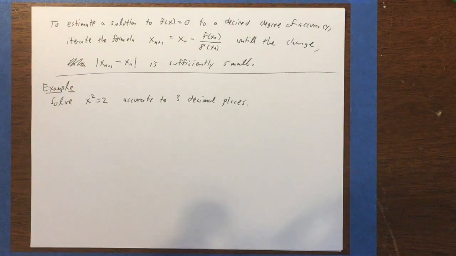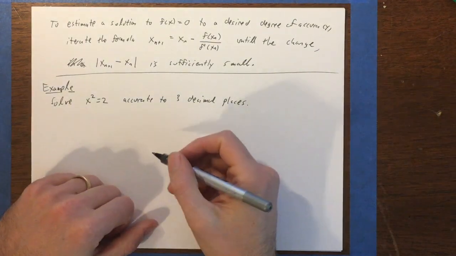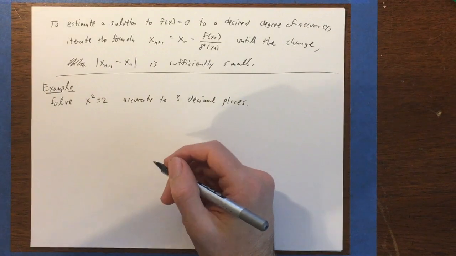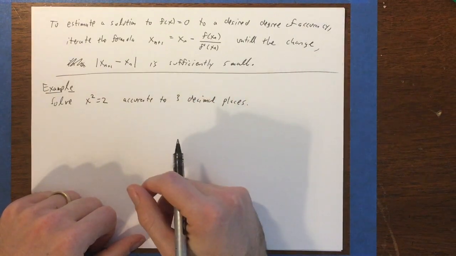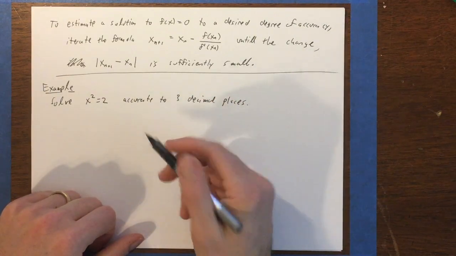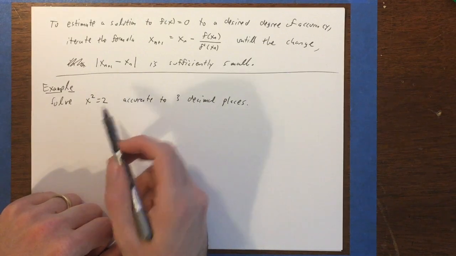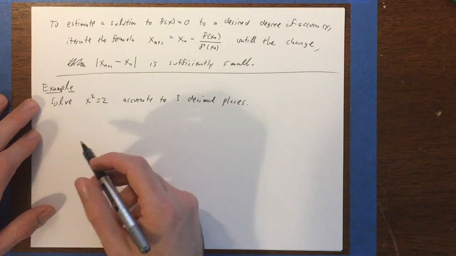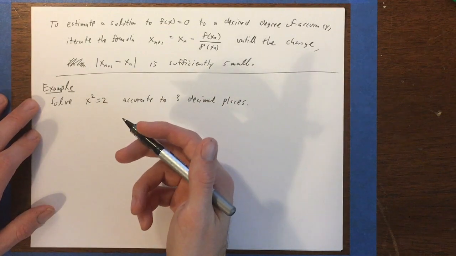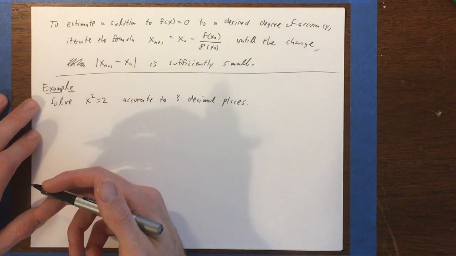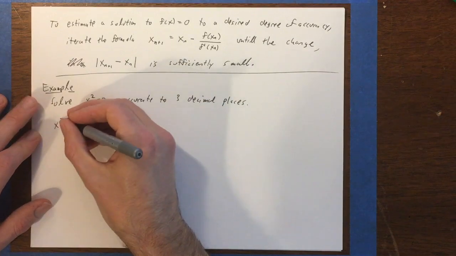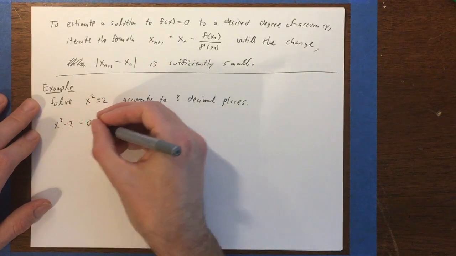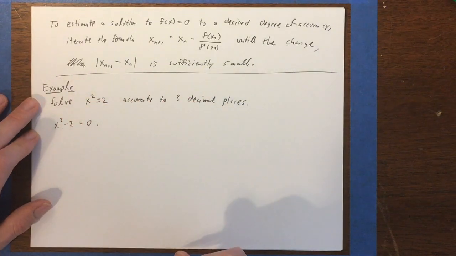That's kind of the idea there. So first of all, to apply Newton's method, we need to be solving an equation specifically of the form f of x equals 0. This equation is x squared equals 2, which is not of that format. So the first thing we need to do is mess with this a little bit. You can take any equation and get it to equal 0 by just subtracting one side and moving it over to the other. So let's just do x squared minus 2 equals 0. Okay, that's what we want to solve.